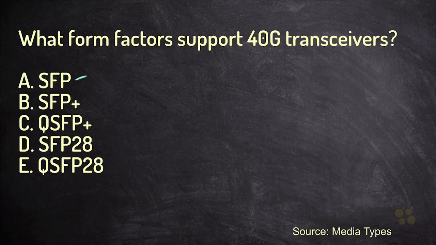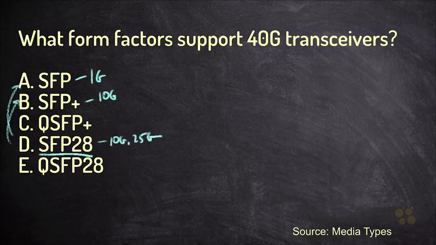Now let's recall that the original SFP was 1 gig, then we had SFP Plus, which is 10 gig. Now meanwhile down here, this new SFP28, that's the same form factor as these guys up here, and it can support not only 10 gig, but also 25 gig. Next up, we have these QSFP types of optics. We have the QSFP Plus. That was the original 40 gig transceiver type, so C is a correct answer.